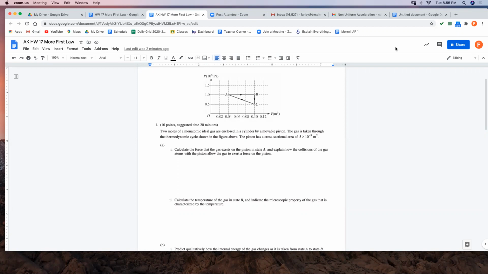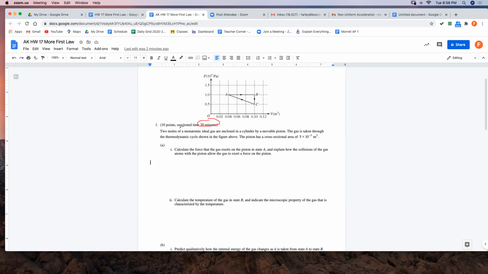This is the solutions to the two AP problems I assigned for homework today. All right, so number one, by the way, it should take about 20 minutes to do this problem, just if you're keeping score at home.